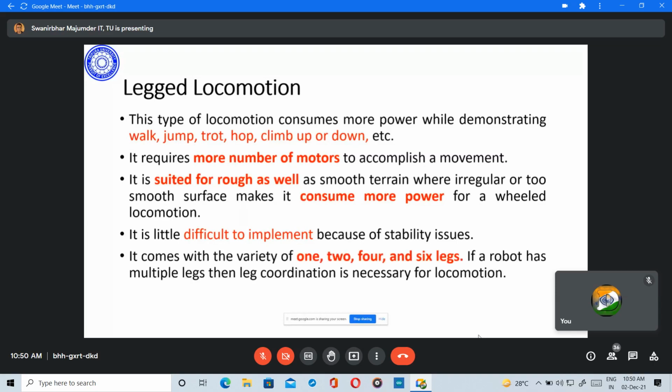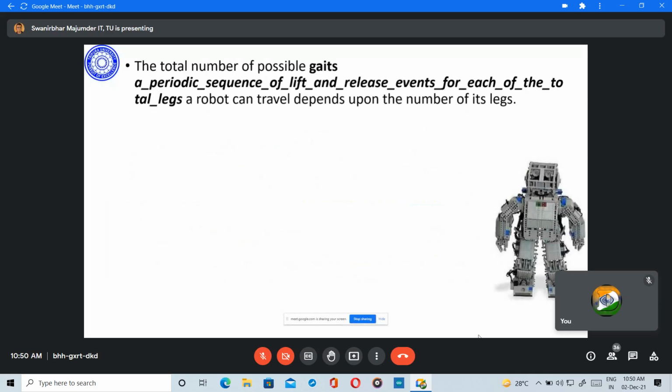So there may be a lot of varieties, 1 leg, 2 legs, 4 legs, 6 legs, whatever kind of, these are the different leg locomotions that are there. So you can have that. So there are different gaits. Anybody who can tell me about what is gait?